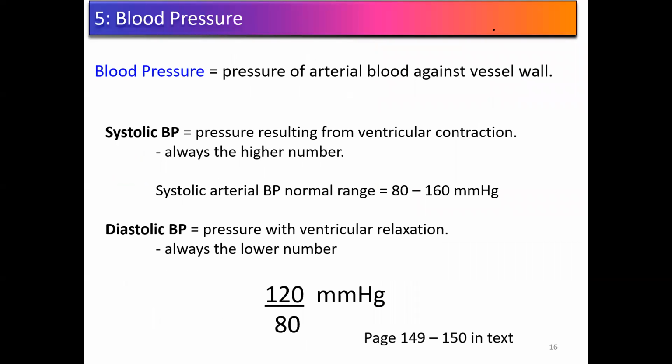Blood pressure. We'll go over this, but we did it in lab yesterday, so I don't have to go into a lot. So systolic blood pressure is the upper number. That is representing the pressure in your arteries when the ventricles have contracted, especially when the left ventricle is contracting, because the left ventricle is bigger and thicker. Our range is 80 to 160 for systolic arterial blood pressure. Your diastolic is the pressure when the ventricles are relaxing, and that's going to be your lower number.